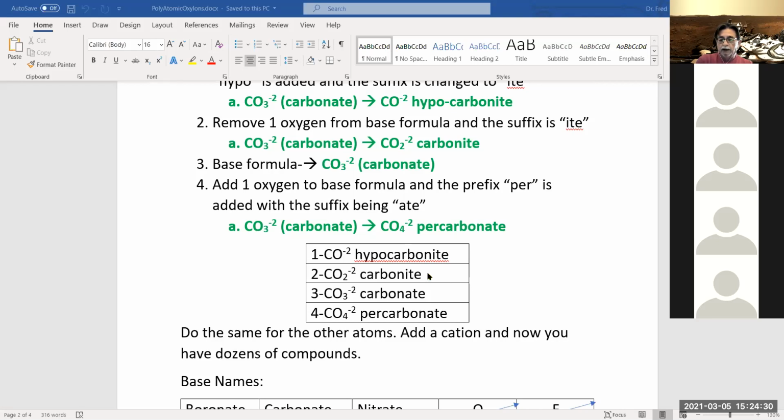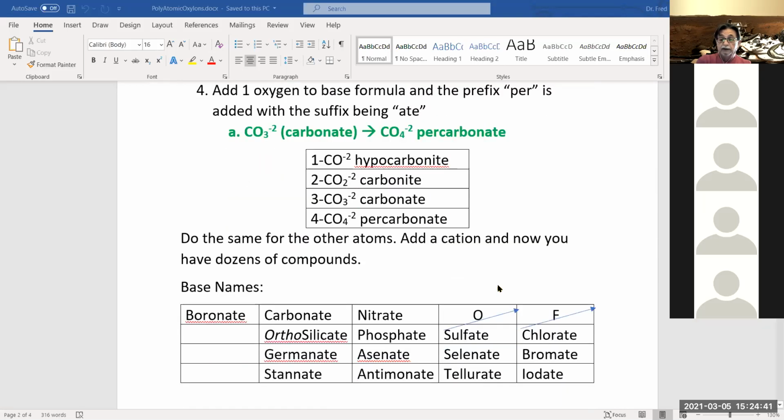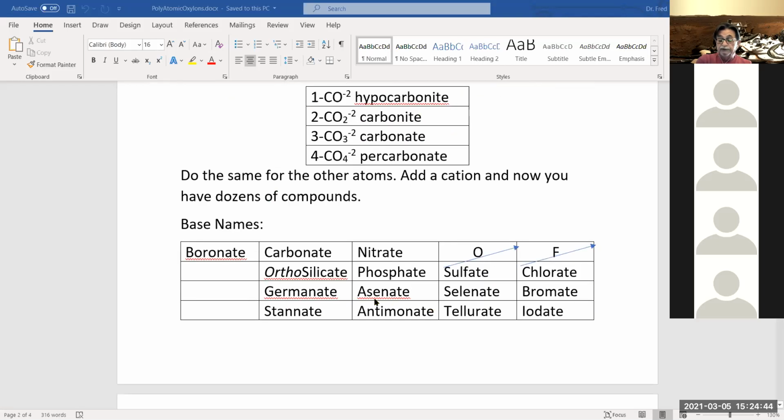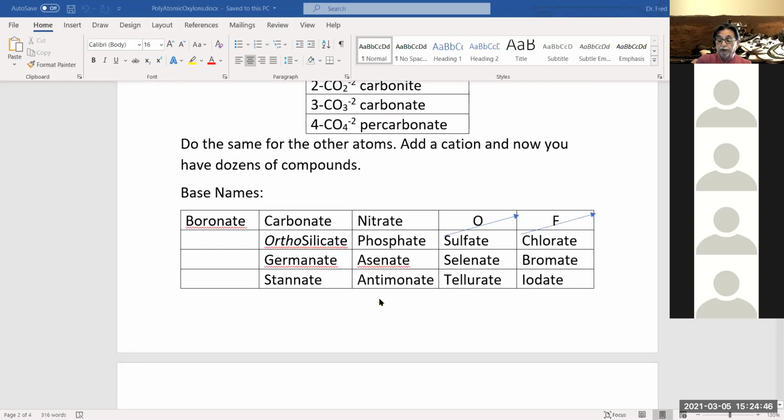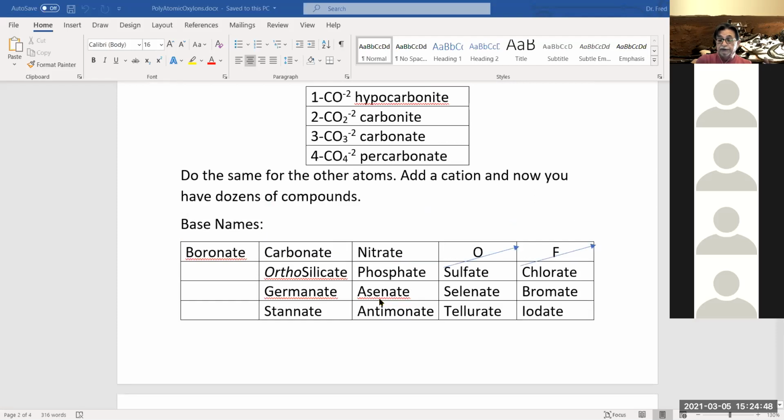Okay, and then that table gives you the name of each of the resulting polyoxides. And normally we're dealing with the ite and the ate, but occasionally it could be the hypoite or it could be the perate. Okay, those are the base names that you start off with, and then you start losing. See, here's carbonate sitting up there. That's the base name. That's with three oxygens, and then you can lose it.